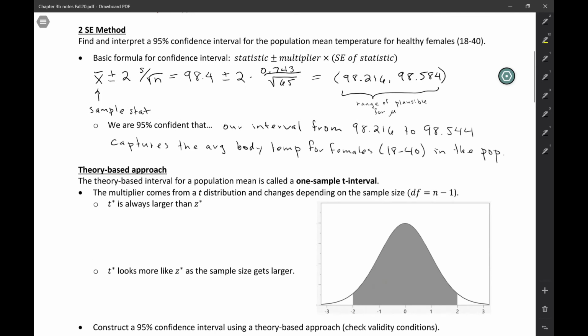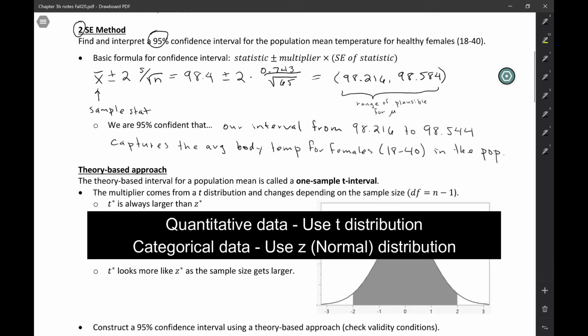Okay, so that was the 2SE method, and that works pretty well as long as you have 95% confidence. But let's say that we wanted to change the confidence level. For that, we would need a theory-based approach. The theory-based approach that we use when we're talking about one mean is called a one-sample t interval. Remember, t is when you have quantitative data, z is when you have categorical data.